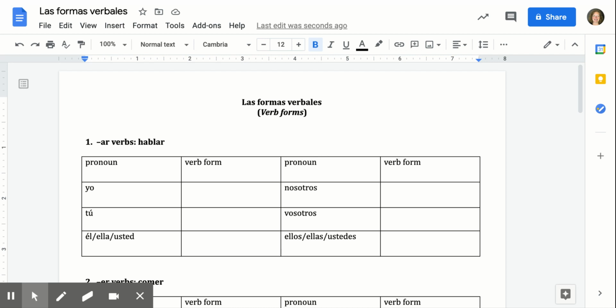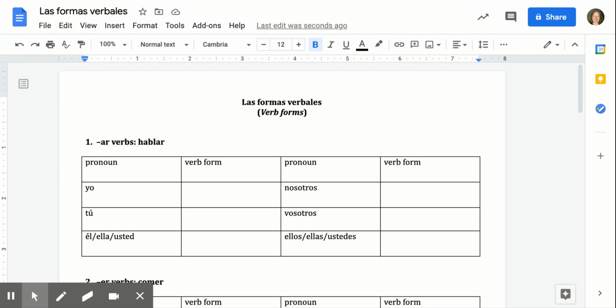Hola, chicos. Before I start this, I want to say that if you have not watched the El Sistema Verbal Ed Puzzle video from last week, do that first before you do anything else, because that is very important. And that's the foundation for this. So once you've watched the El Sistema Verbal Ed Puzzle video, then come back and do this.